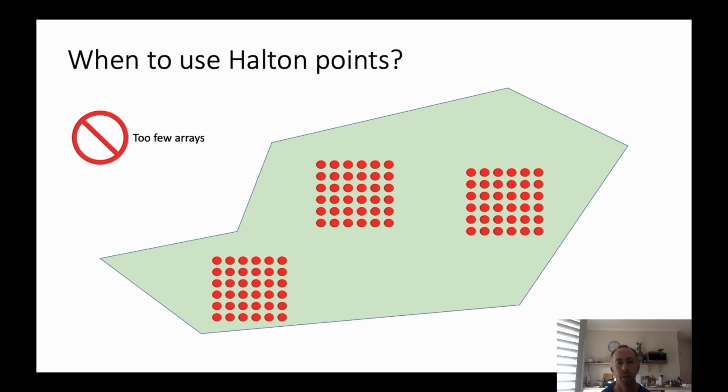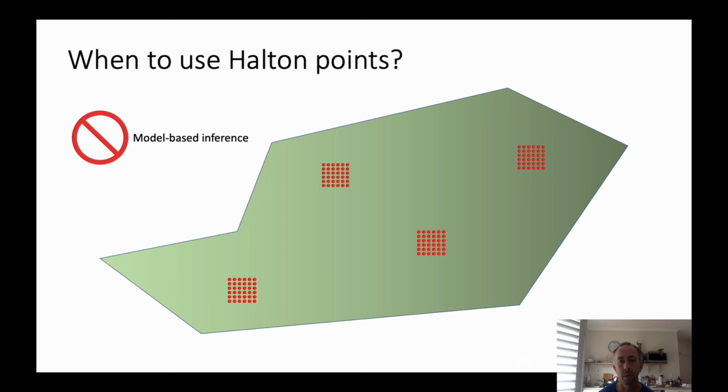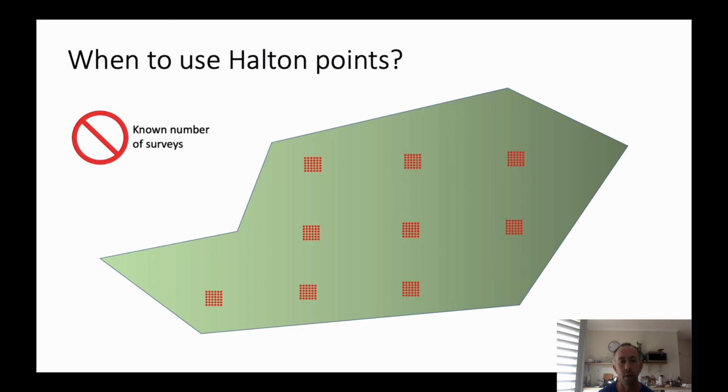So when should you use Halton points? Well, to start with, let's just look at a few examples when they're not needed. One place where they're not needed is when you've got very few arrays that can cover most of the survey area. So if you're just going to put down 2 or 3 arrays, you don't need to go to all the effort of using Halton points. If you're going to use model-based inference, then what you're saying is density varies as a function of some covariate, and it's important to capture both high and low values of that covariate, but you don't need Halton points to do that. And thirdly, if you know how many surveys you want to do in advance, then you can usually use a grid design unless you've got a very irregularly shaped survey area.